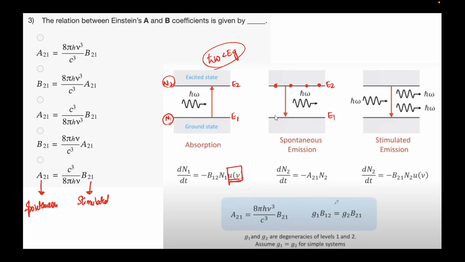The other key thing that I want to talk about here is, you see these terms G1 and G2. Usually for here we have assumed that in our system G1 equals G2 equals 1. So you may have heard of this term degeneracy, but I'd still like to clarify that.